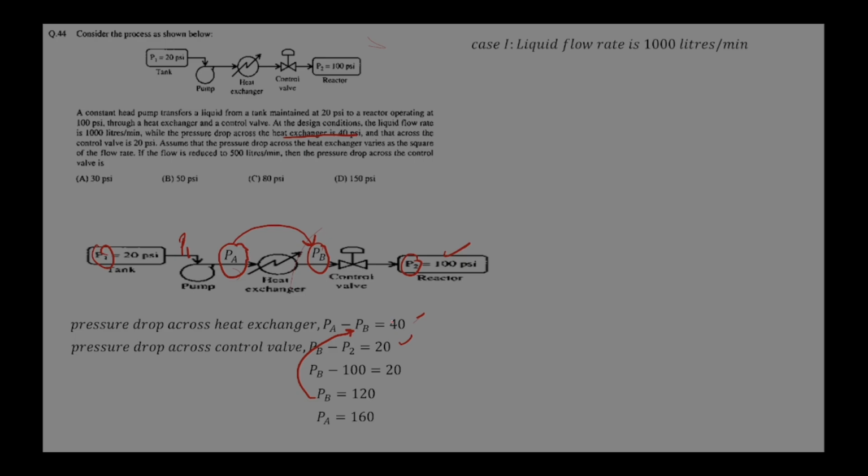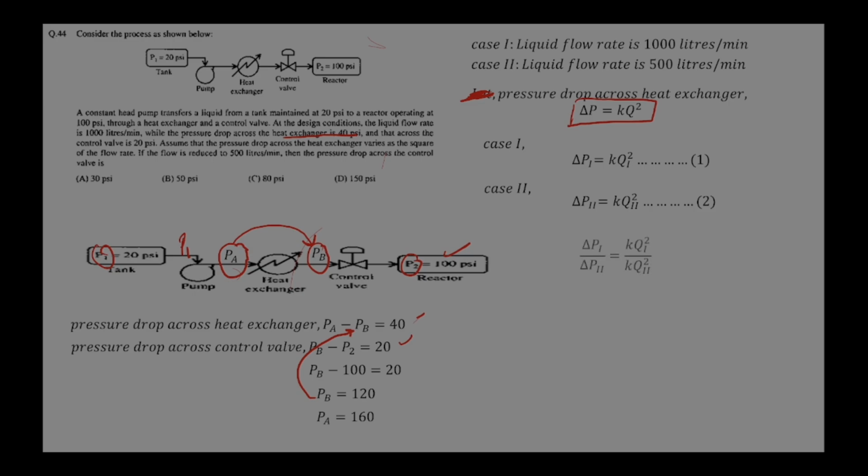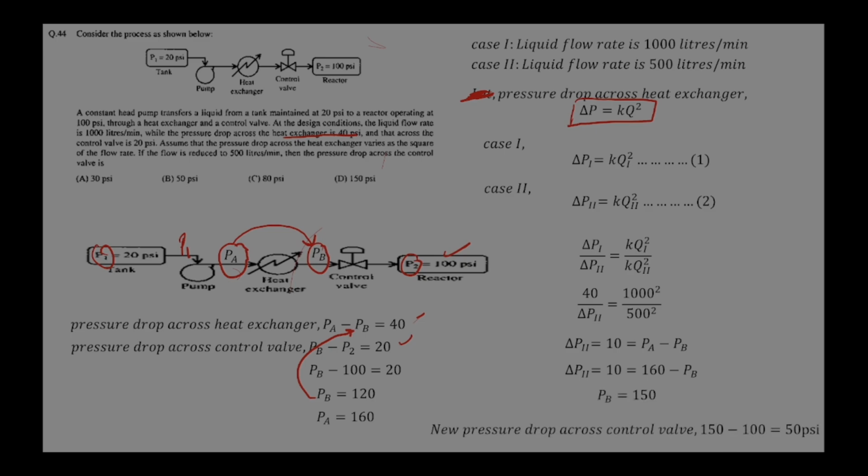Now, case 1, liquid flow rate is 1000 liter per minute. Case 2, liquid flow rate is 500 liter per minute. Pressure drop across the heat exchanger, not let, because it is happening, Del P is equal to K Q square. Case 1, case 2, dividing. So the pressure drop will be 10, that is PA minus PB across the heat exchanger, because the heat exchanger varies as the square of the flow rate. So P2 is equal to 150, and the new pressure drop across the controller is 150 minus 50 psi, straightforward.